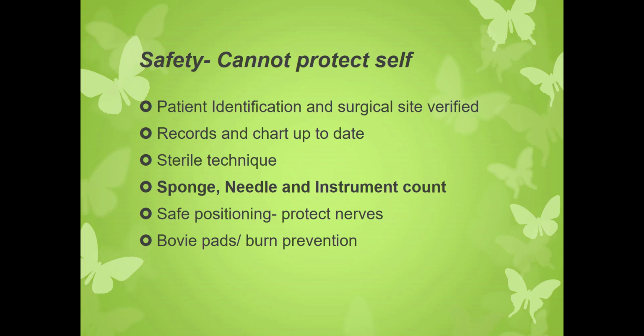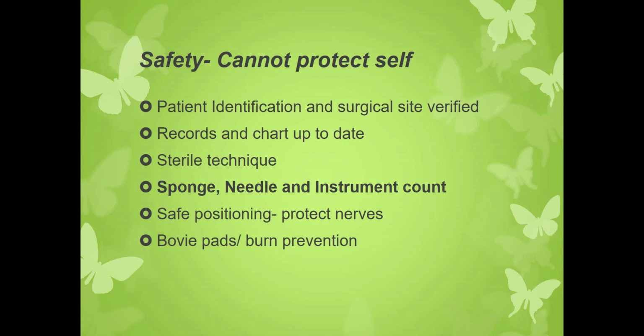Because let me tell you something, a sponge that's bright white on the back of the table is really easy to see. But a sponge that has been put in the patient's body and has absorbed a bunch of blood now looks like tissue, and it is very difficult to see. There's a reason why we count so many things so often, and it's because of that risk, and we want to prevent any of that from happening.